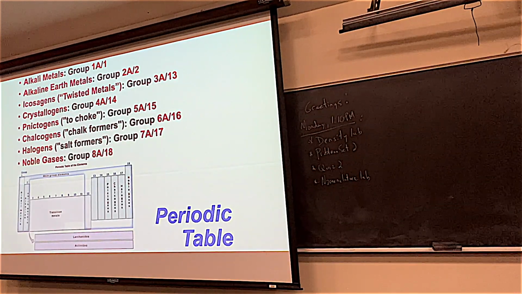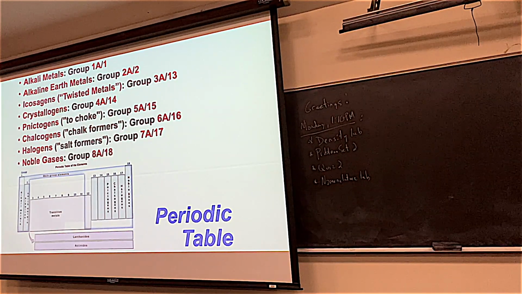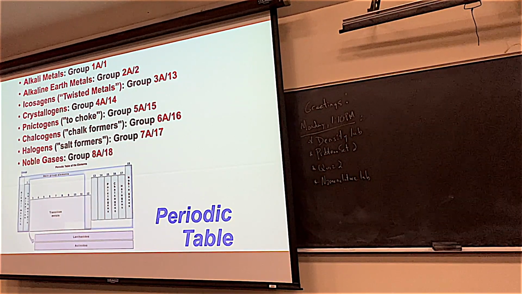All right. All of the groups have names, and only four of the names would I like you to know. The other ones I just want to point out here. The four names I'd like you to know, 1A, those are called the alkali metals. Sodium, potassium, lithium, rubidium. These are pretty common. Those are group 1A.